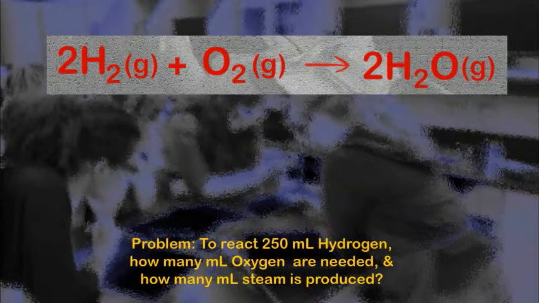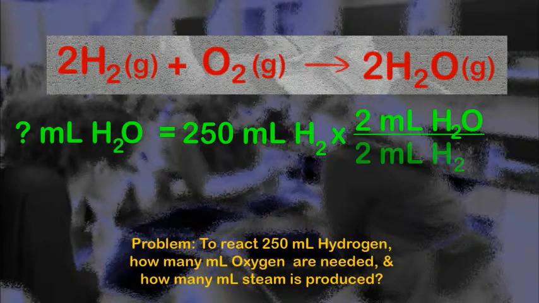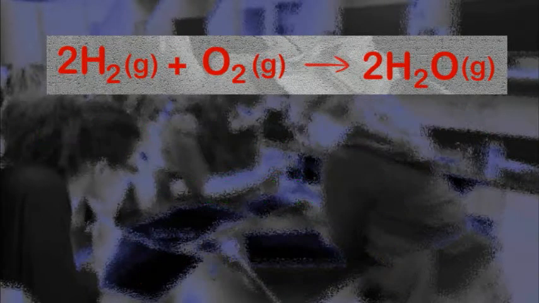Here is the setup for the steam product. The number of milliliters of gaseous water produced equals 250 milliliters of hydrogen gas times the ratio 2 milliliters of water vapor divided by 2 milliliters of hydrogen gas. Multiplying by this ratio tells us that 250 milliliters of steam should be formed at that temperature and pressure.